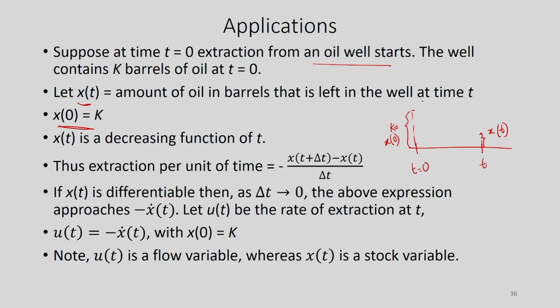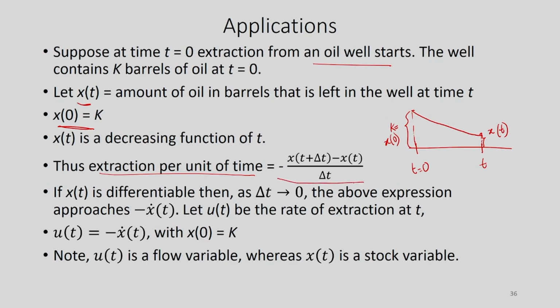So, you can think of this total amount of oil left in the well to be a declining function of time. What is the extraction per unit of time? How much oil is being extracted per unit of time can be written as minus of x(t plus delta t) minus x(t), divided by delta t.